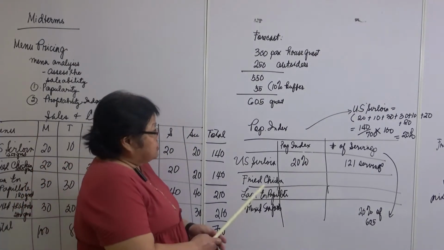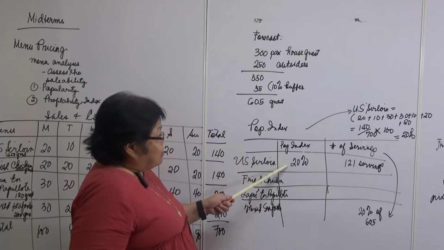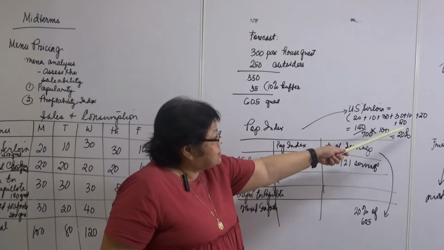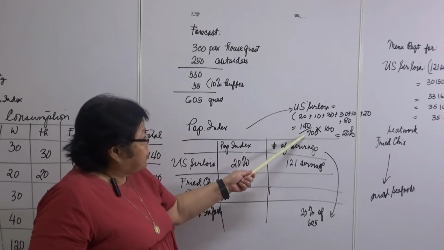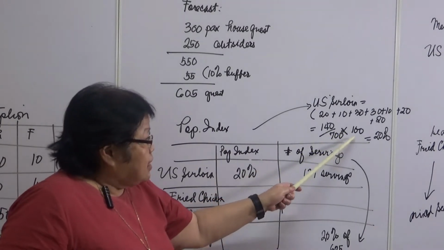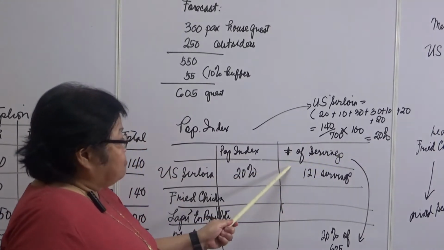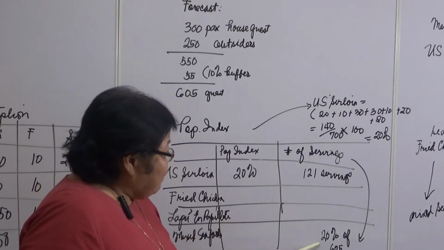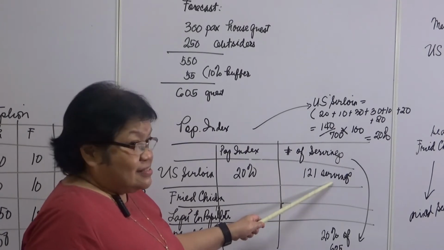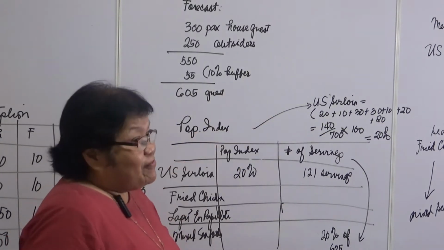Alright. Let's move on to the popularity index. U.S. sirloin, the popularity index is 20%. How did I get that? U.S. sirloin, Monday up to Sunday, totals to 140 divided by the total of the 4 items of 700 times 100 is 20%. How about the number of servings? 20% of the 605 guests is 121 servings. Okay?